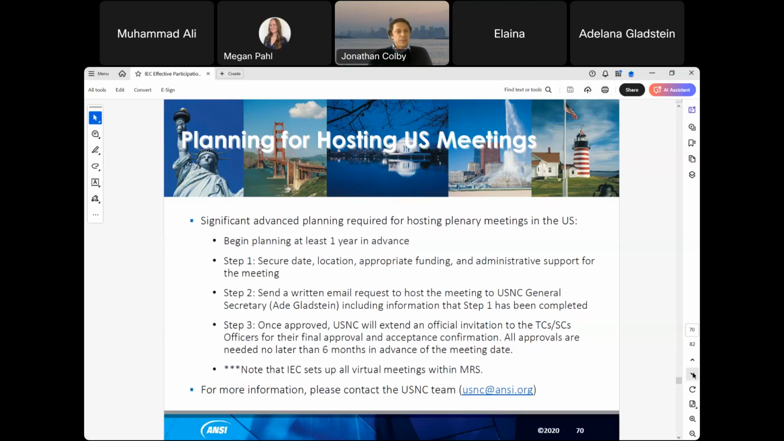Obviously, the first step is to secure or identify a target date, a location, the appropriate funding necessary, and any administrative support that you may need for that meeting. As the days get closer, you want to send that written email request to host the meeting to the General Secretary. Ade is our General Secretary at the moment, and so you need to email Ade informing her about this request and including the information that step 1 has been completed.